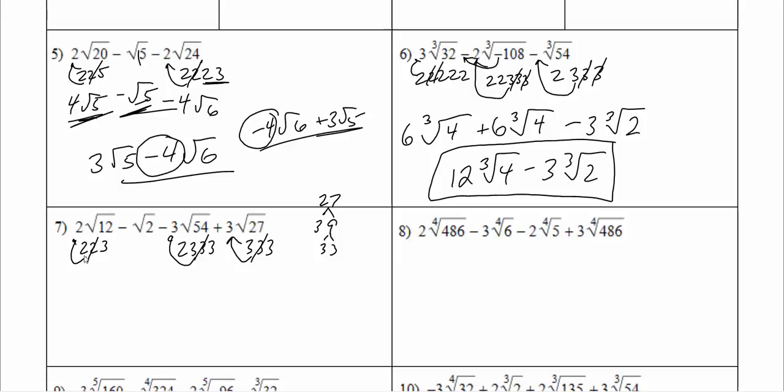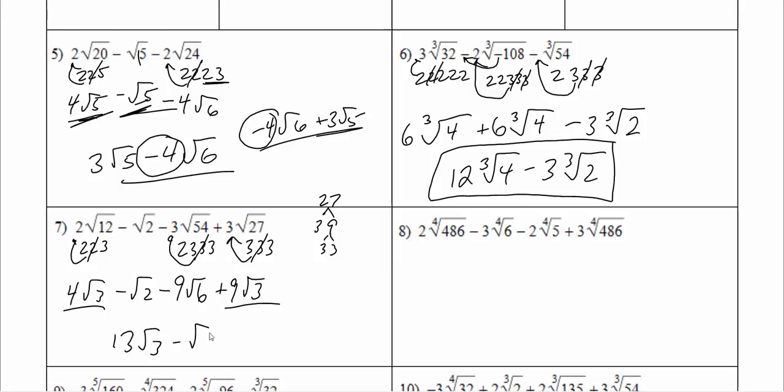Here we go. 2 times 2 is 4 root 3 minus root 2 minus, I brought, what did I bring? I brought a 3 out, which brings a 9. Root what? 2 times 3 is 6. And then this one here, I brought a 3 out, which makes a positive 9. Root what's left of 3. Can I combine anything? Yeah, right there, right there. You get 13 root 3 minus root 2 minus 9 root 6. There you go.